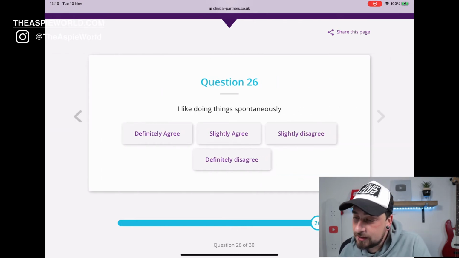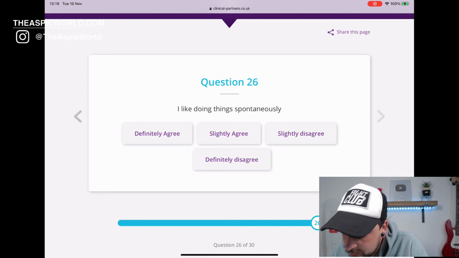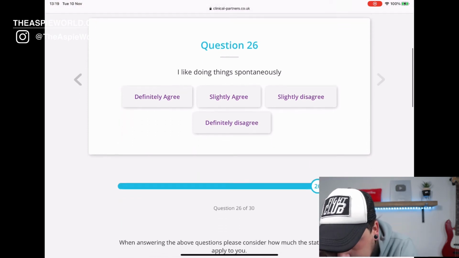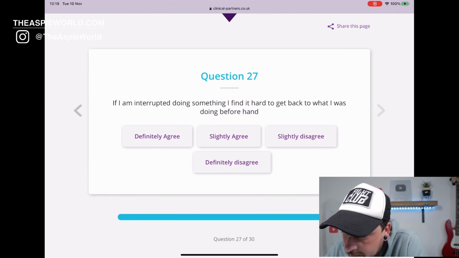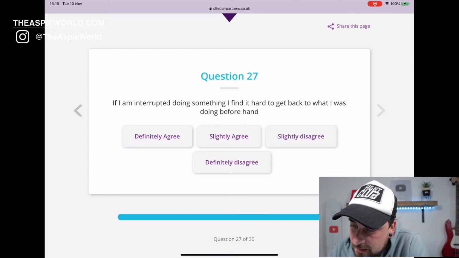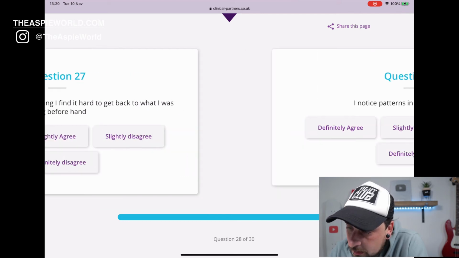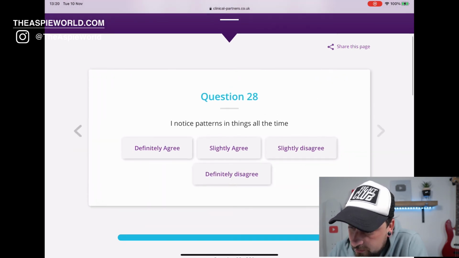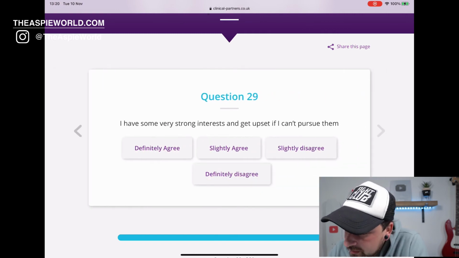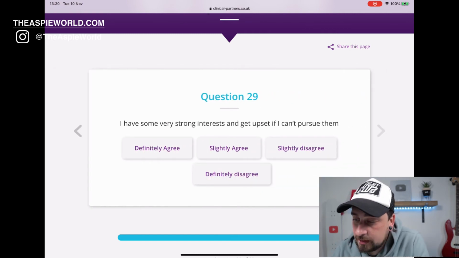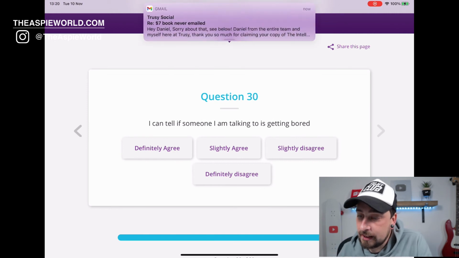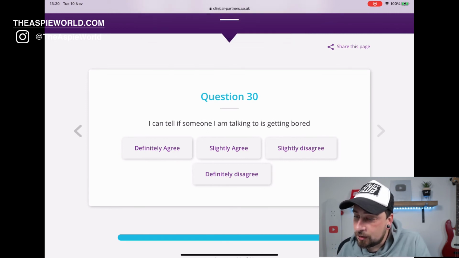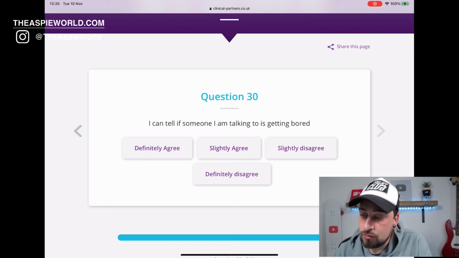I like doing things spontaneously. No, I do not. Disagree. If I'm interrupted doing something, I find it hard to get back to what I was doing beforehand. If I'm interrupted, yes, definitely agree. I notice patterns in things all the time. Definitely agree. I have some very strong interests and I get upset if I can't pursue them. Oh, definitely agree. I can tell someone I am talking to is getting bored. No idea.